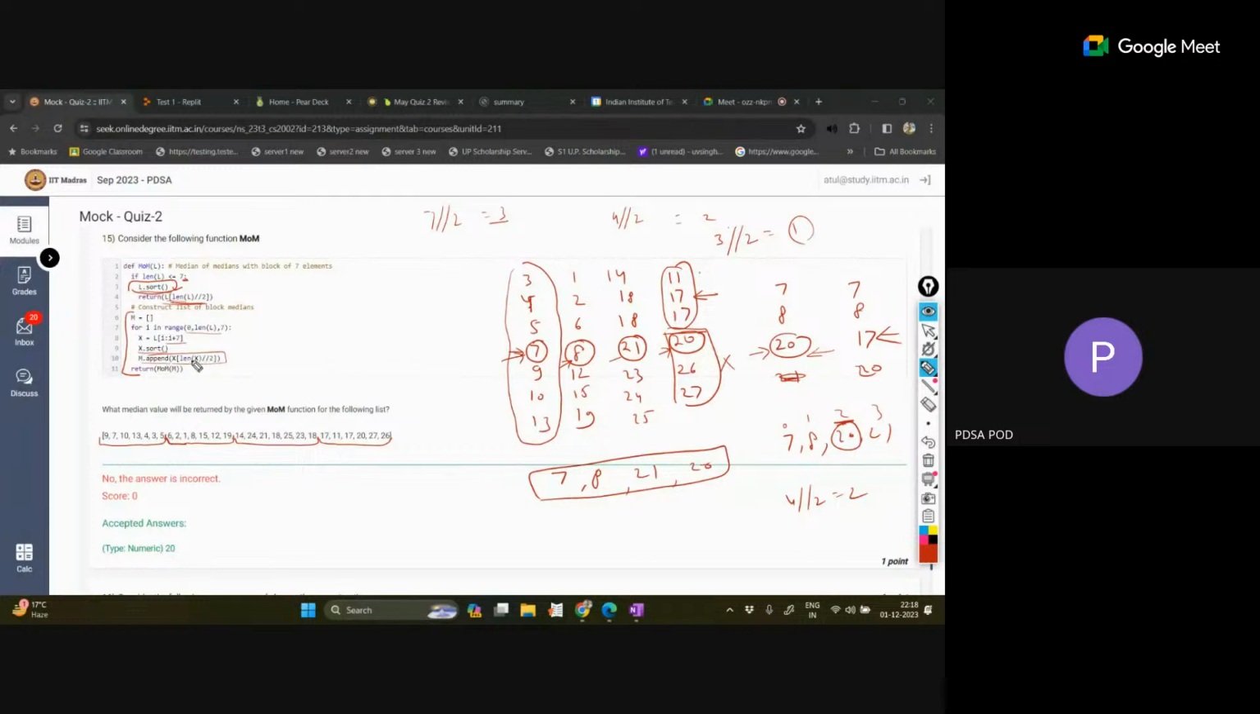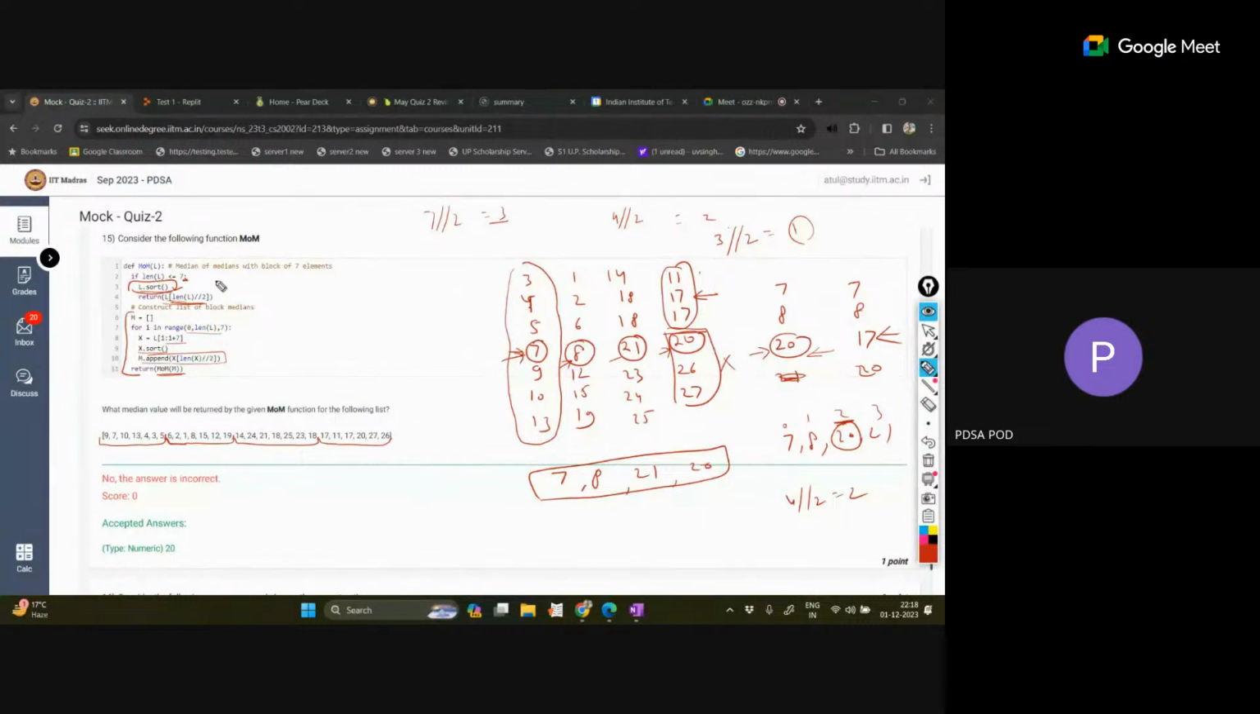I think one small correction is required in this. No, sir, it's correct. After finding all the medians, we are calling mom of m. It's a recursive function, right, sir? Yes, this is a recursive function we are applying here. So every time we are just applying the recursion.